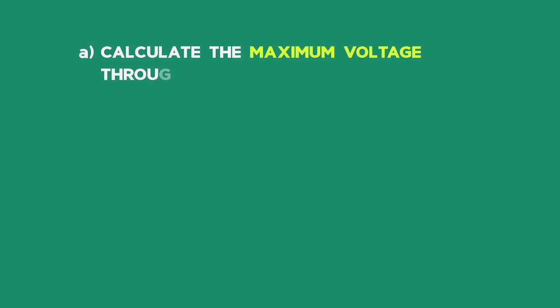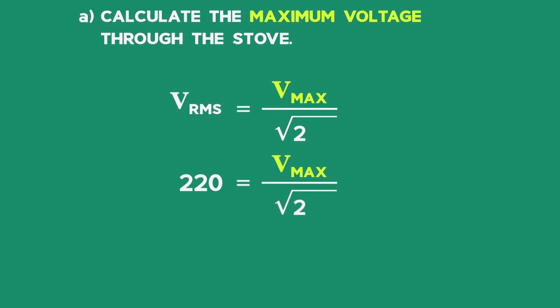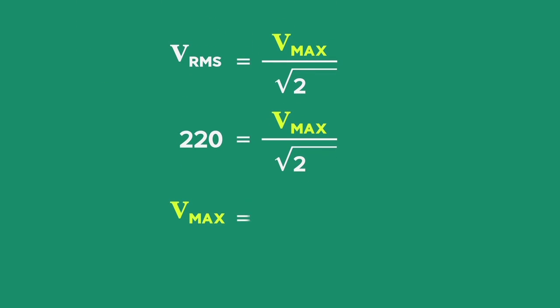First, A. The maximum voltage. Substituting the value for the RMS voltage, we see that the maximum voltage is solved by multiplying by root 2, and the maximum voltage in the stove is 311.13 volts.